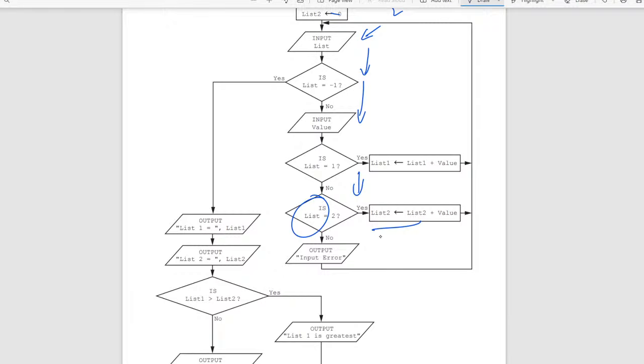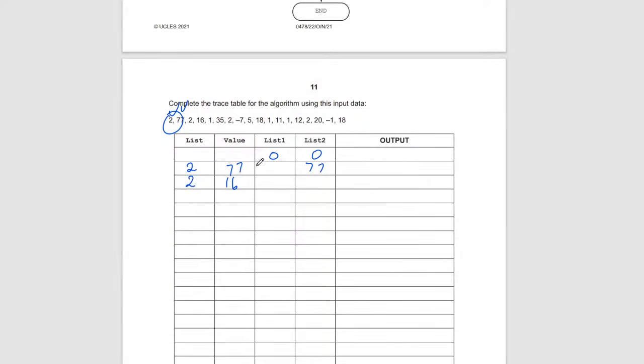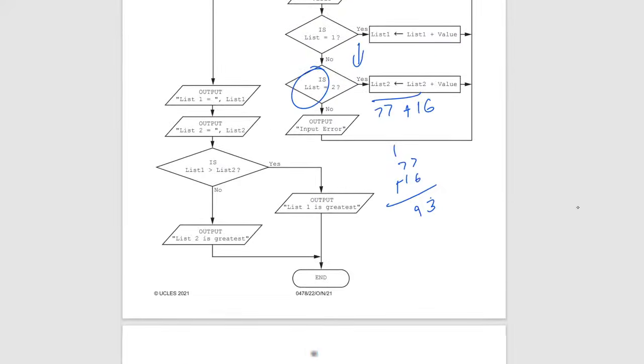Yeah, so list 2 is here, so yes. Okay, so list 2 now is going to be 77 plus the value, which is 16. So 77 plus 16 will be 93. So here we write 93. We move on to the next one.